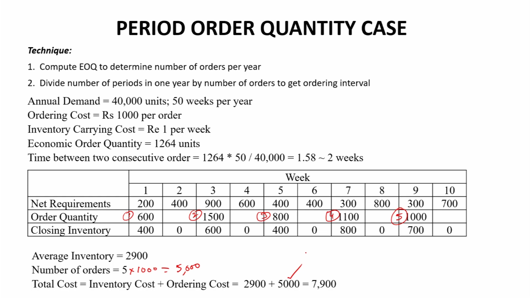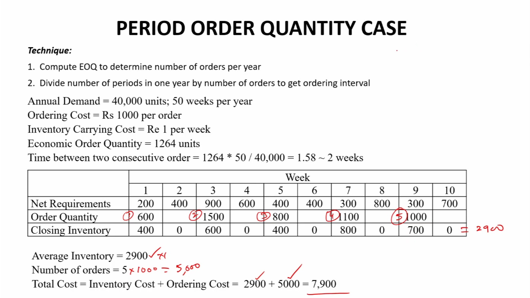And how much inventory am I having? 600 plus 400 plus 600 plus 400 plus 800, this is 2900. So, that is my inventory cost, into 1. So, total cost of this system is 7900. So, this is how I can calculate the cost implications of different ordering policies.